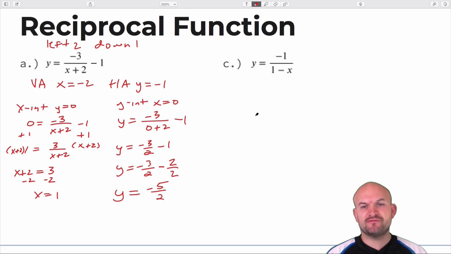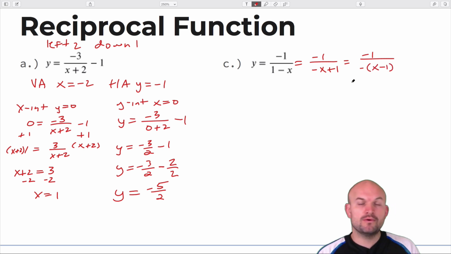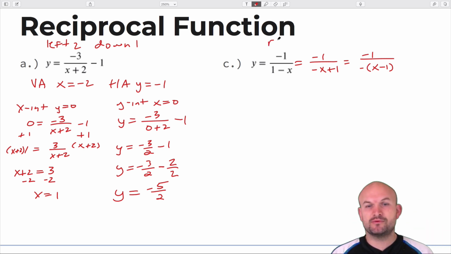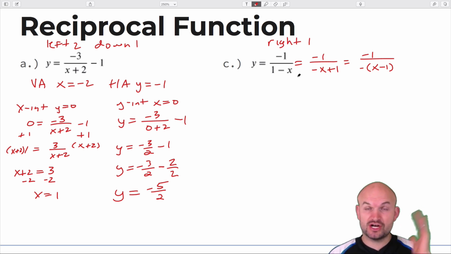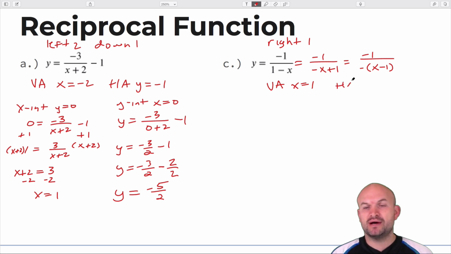Okay. Now for the next one, we recognize we have some changes with the denominator. So I'm going to rewrite this as -x plus 1. Now I can factor out my b. By factoring out my b, I have -x minus 1. Again, the reflections here are not going to change my asymptotes. The only thing I know is now I'm going right 1, and there's no vertical shift. So my vertical asymptote is going to be at x equals 1, and my horizontal asymptote is still just going to remain at y equals 0.